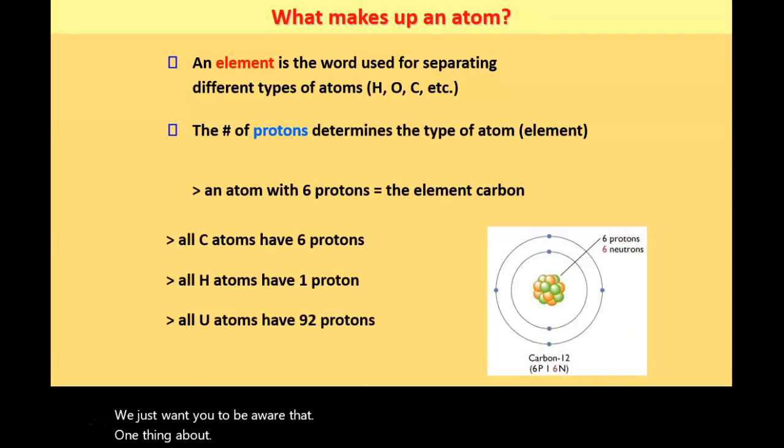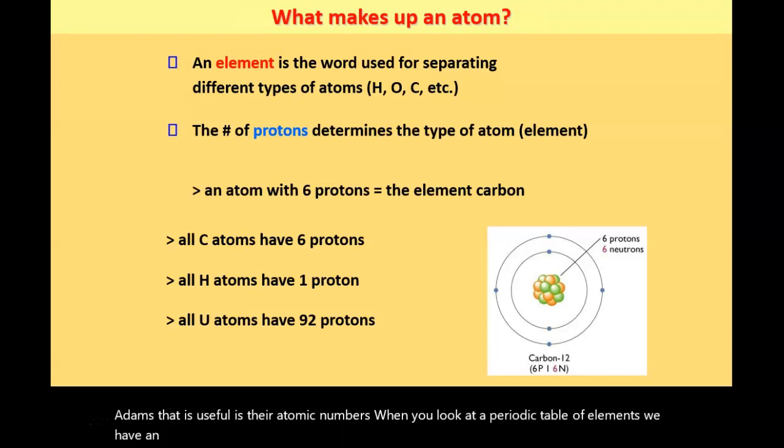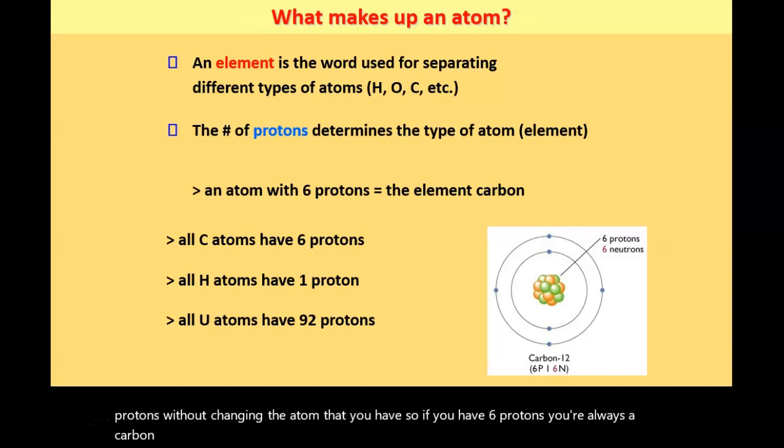One thing about atoms that is useful is their atomic numbers. When we look at a periodic table of elements, we have an atomic number, and that number is also the number of protons. You can't change protons without changing the atom that you have. So if you have 6 protons, you're always a carbon atom. 1, you're always a hydrogen atom. 92, you're always a uranium atom. So once we change those, we change what we have.